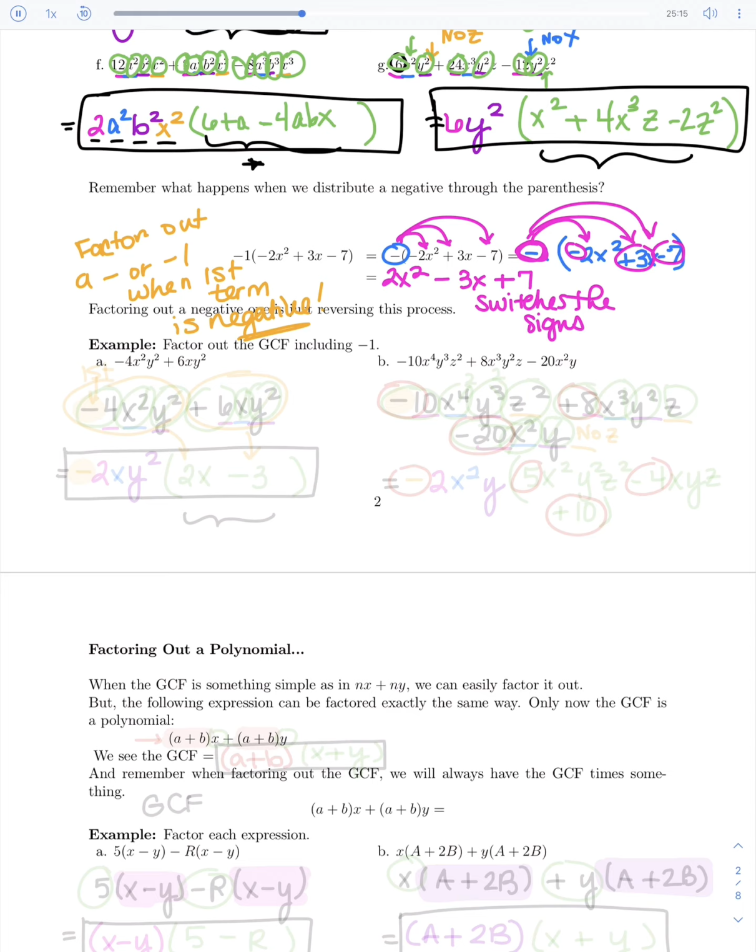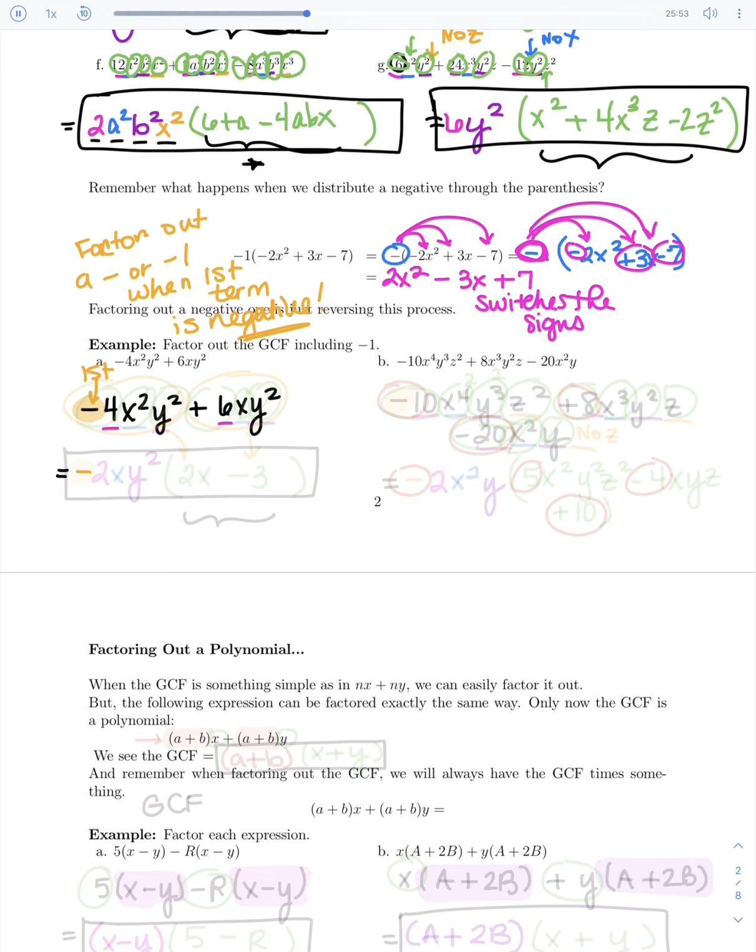So in this first one, we have -4x squared y squared plus 6xy squared. And what we're going to do is find our GCF normally. However, because our first term here is negative, our GCF is going to have a negative on it. So this is going to be equal to, and our GCF always comes first, a negative, because our first term here is negative.